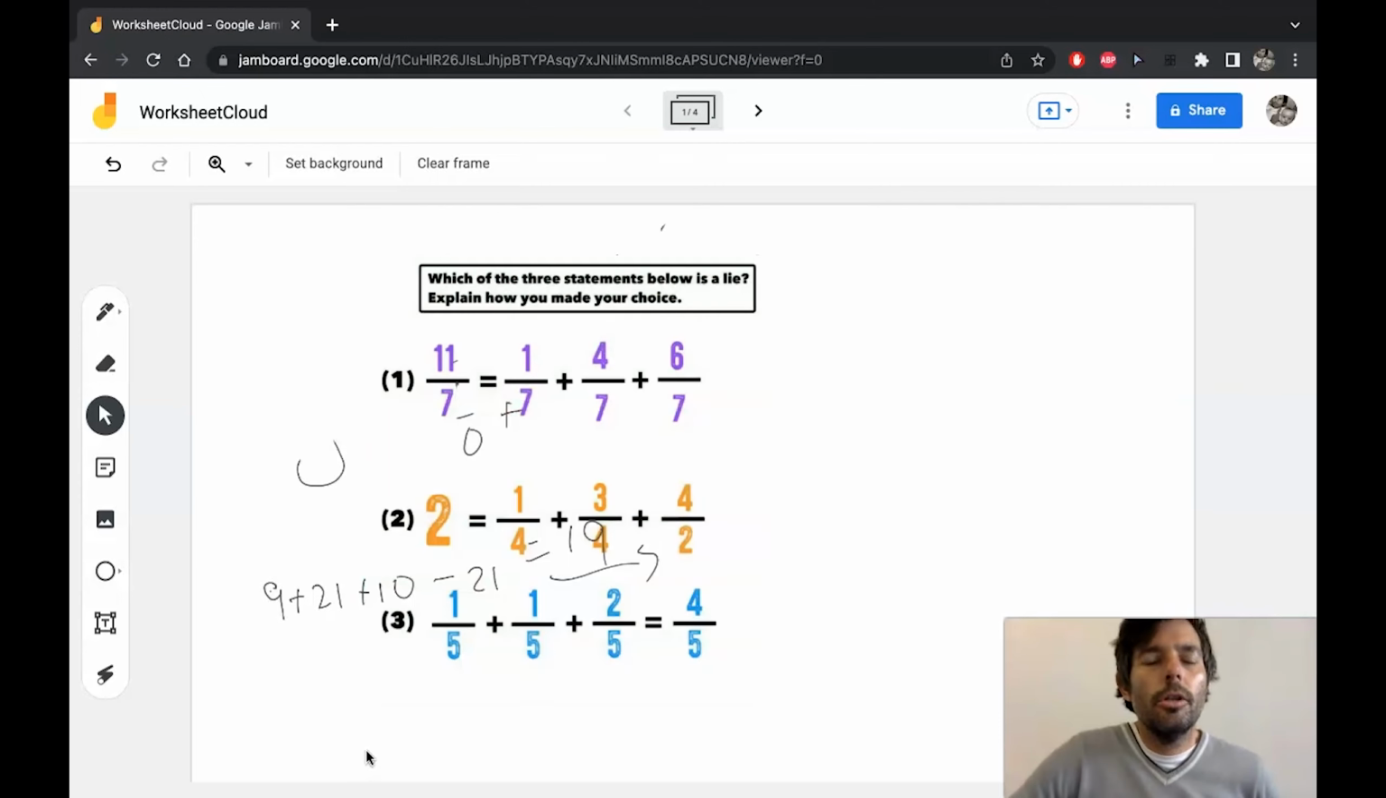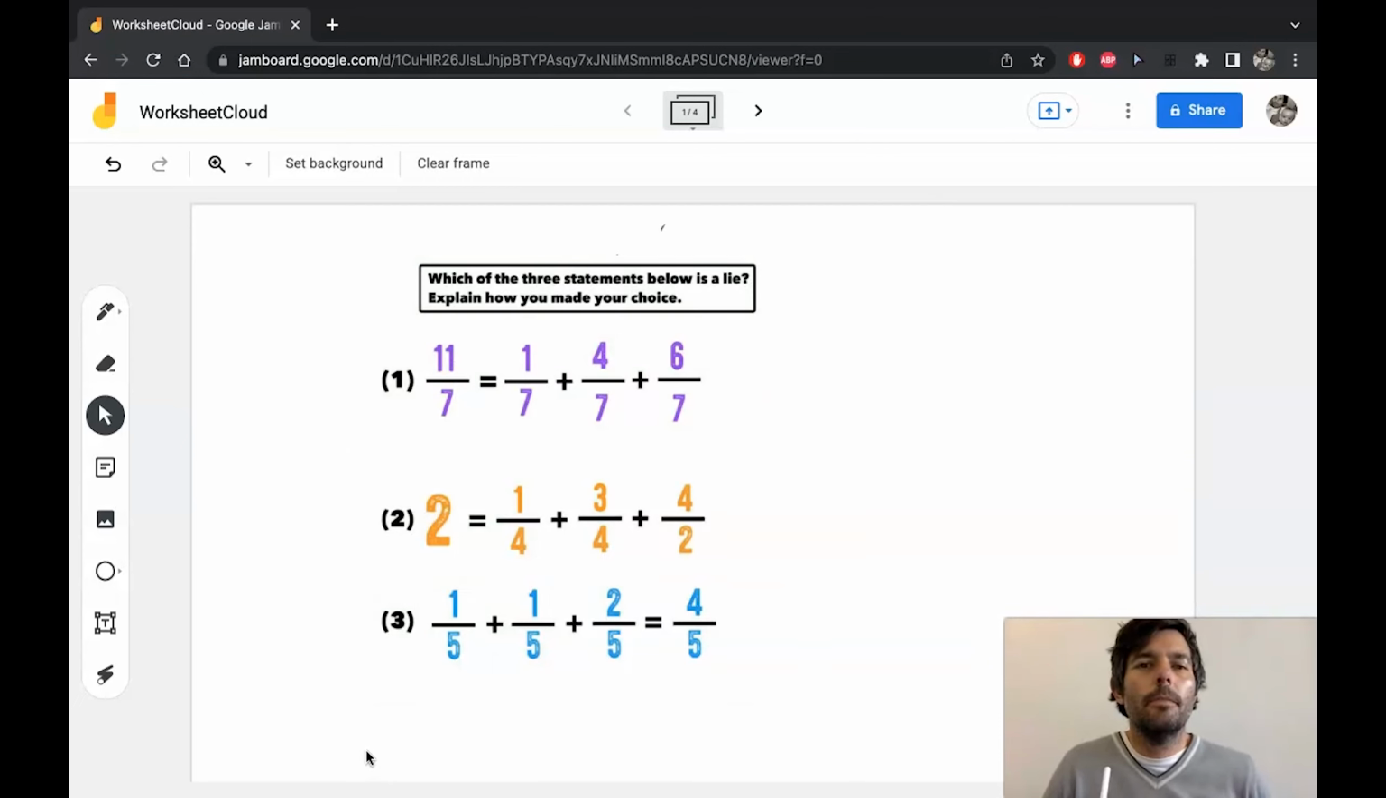Okay, so statement number 1, 11 over 7 is equal to 1 over 7 plus 4 over 7 plus 6 over 7. Hey guys, we should be able to see straight away that that is correct. So remember when we add fractions, the denominators have to all be the same, and all we do is we add the numerators and we keep the same denominator. Okay, so statement number 1, I'm happy with.